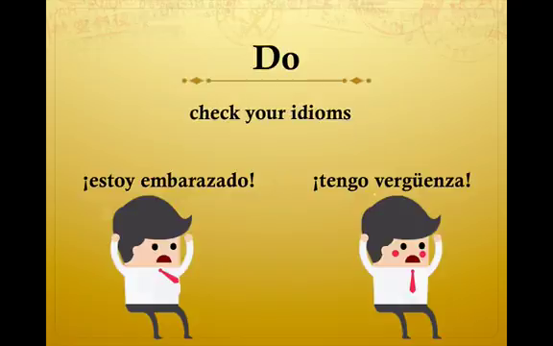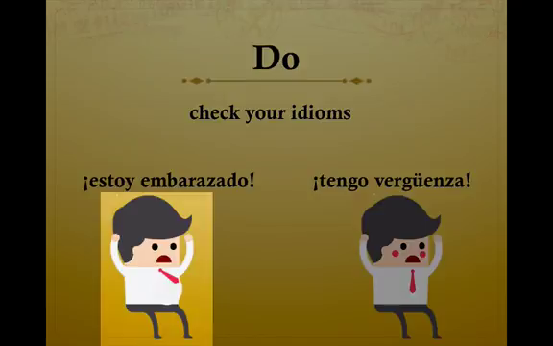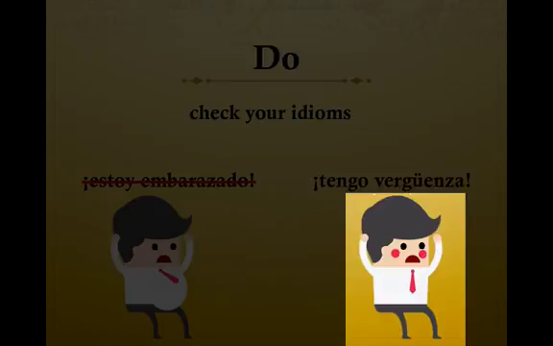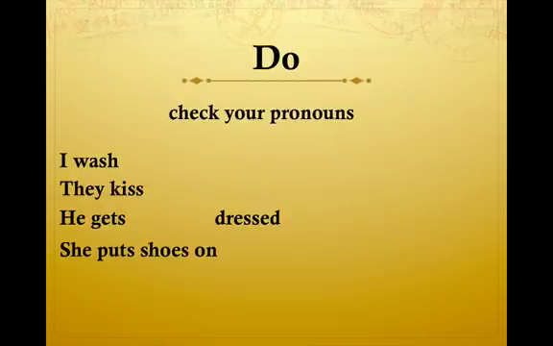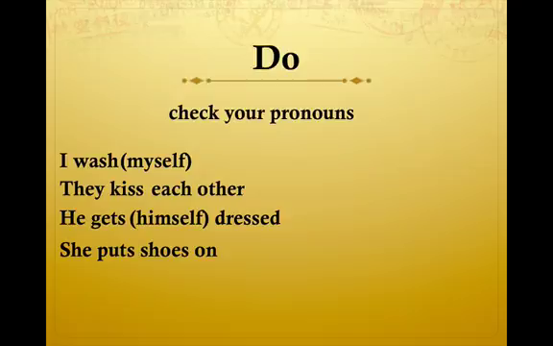Do check your idioms. Idioms are phrases that cannot be translated word for word. So, in Spanish, to be embarrassed is not translated word for word, unless you want to say to be pregnant. To be embarrassed in Spanish is expressed by tener vergüenza. Literally, I have shame. Make sure idioms are translated correctly. Do check your pronouns. In Romance languages, online machine translators often miss reflexive pronouns with their reflexive verbs, especially when multiple reflexive verbs are listed in a single sentence.